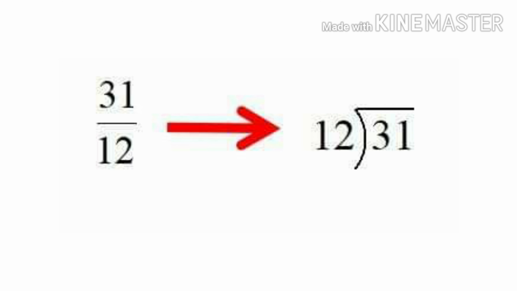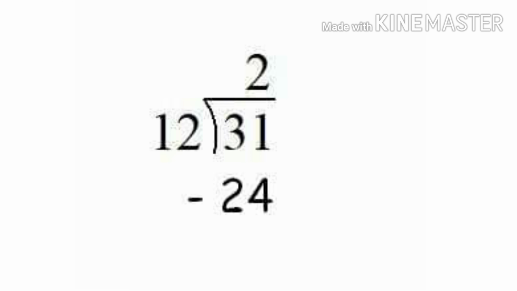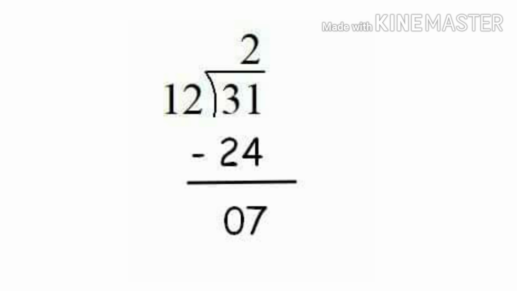The 12 should be outside of the division symbol. 31 should be inside that division symbol. Okay, 31 divided by 12. So how many 12s go into 31? You are right. There should only be 2. So right there, 2 on top of that division symbol. So 2 times 12, that would give you 24. So just do the common way of doing the division.